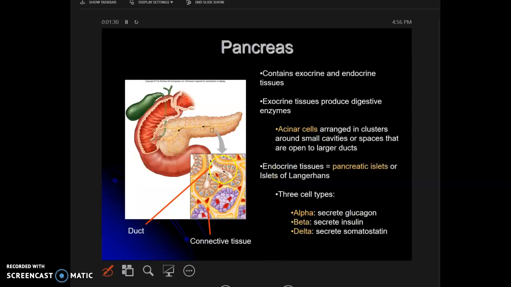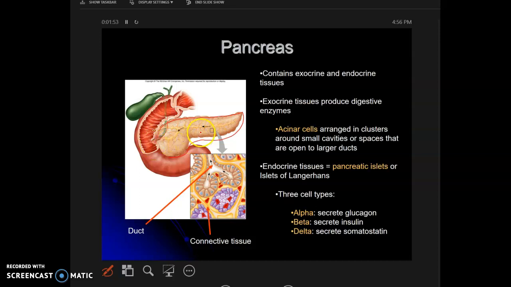All right, where is the pancreas located? Very strategic position. Just as the duodenum is coming out of the stomach, right here is the tongue-like structure called the pancreas, emptying into the duodenum along with the hepatic duct.